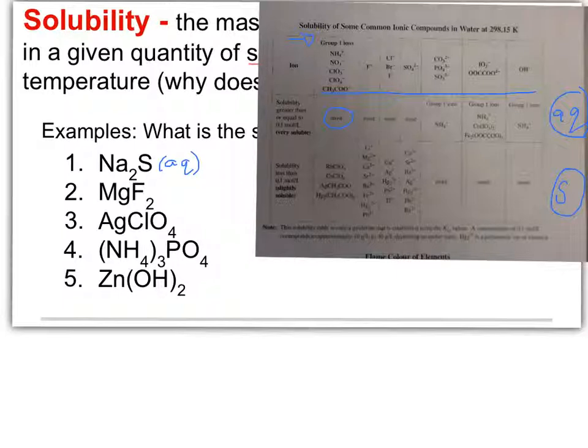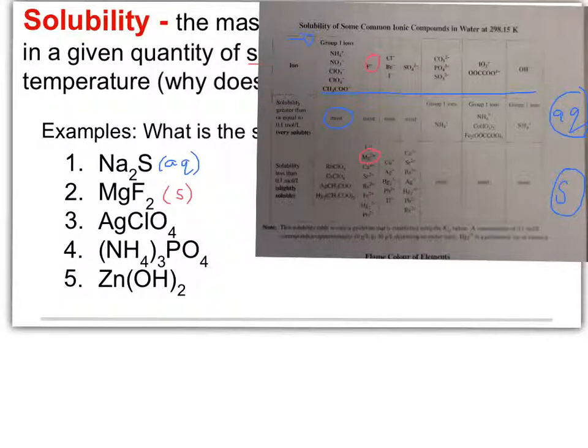Our second example, I'll use red for that, magnesium fluoride. We're looking for fluoride right here. We look down and it says it's soluble with most things except for magnesium 2+ and all of the other things in the bottom column, which means that this one would definitely not dissolve and not be soluble, and therefore we give it a subscript of S.